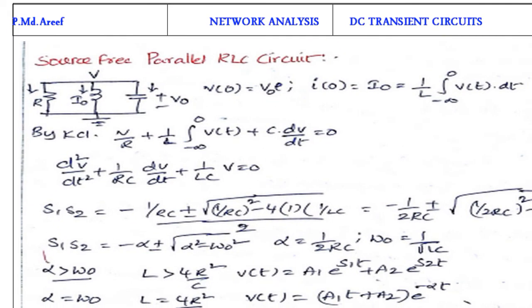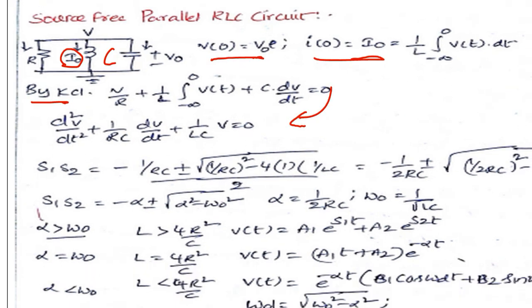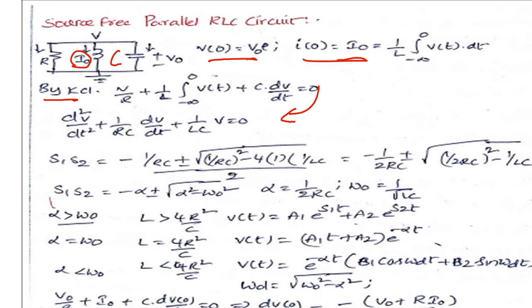Now next we will see source free parallel RLC circuits. It is similar to what we discussed earlier. Here we are assuming that I0 is the current flowing through the inductor and V0 is the voltage across the capacitor. By assuming V of 0 is equal to V0 and I of 0 is equal to I0, by writing the KCL equations we will get a second order equation, and we find the roots S1 and S2 as we did in the previous case.